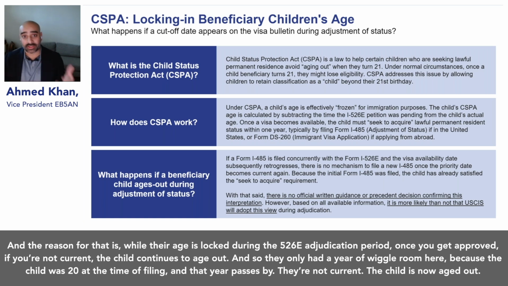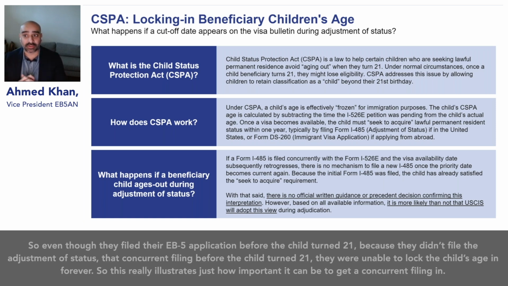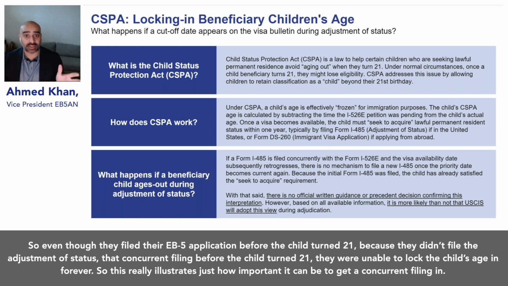Okay. And so they only had a year of wiggle room here because the child was 20 at the time of filing, and that year passes by. They're not current. The child is now aged out. So even though they filed their EB-5 application before the child turned 21, because they didn't file the adjustment of status, that concurrent filing before the child turned 21, they were unable to lock the child's age in forever.